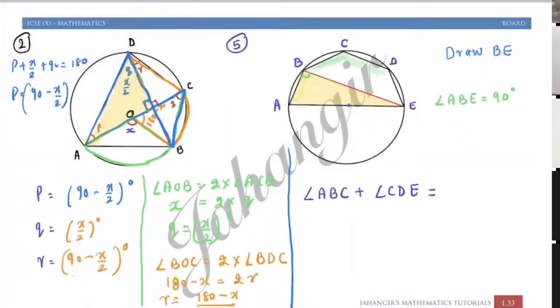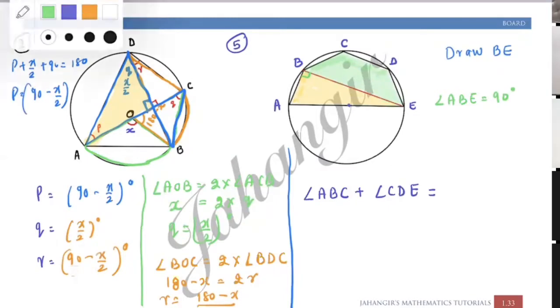Those who are missing something can join the next batch, that is at 7:45. You can understand whatever sum is left in that batch.